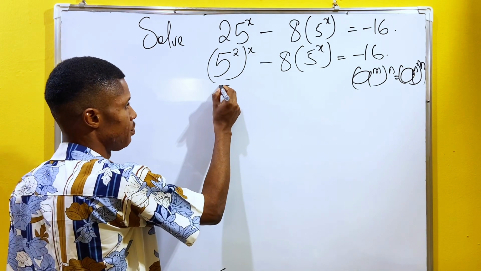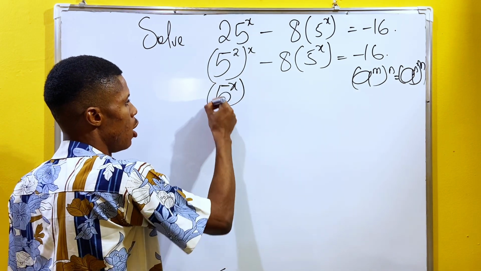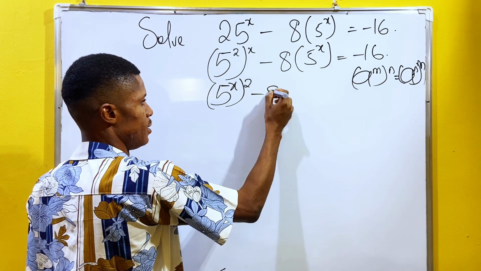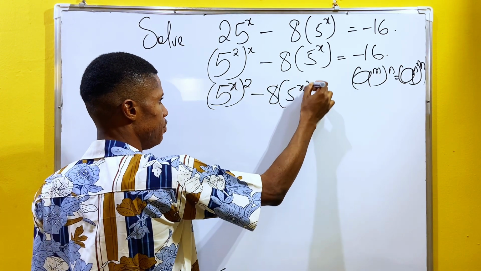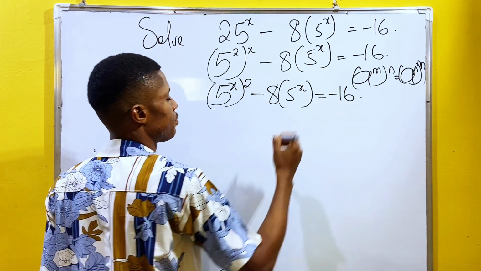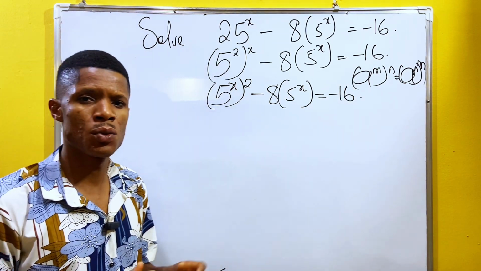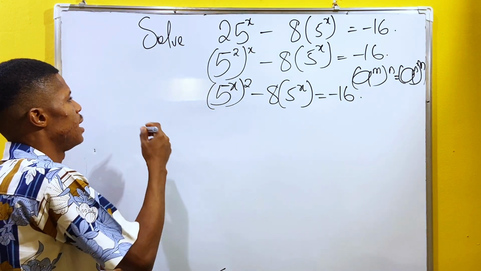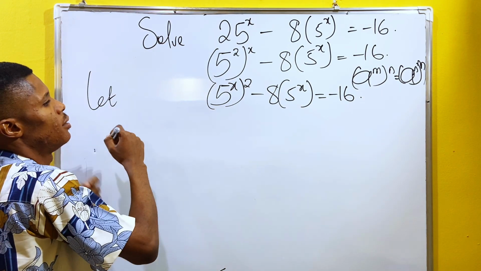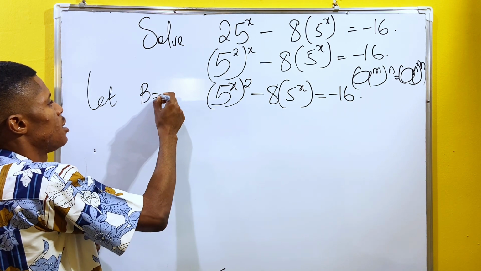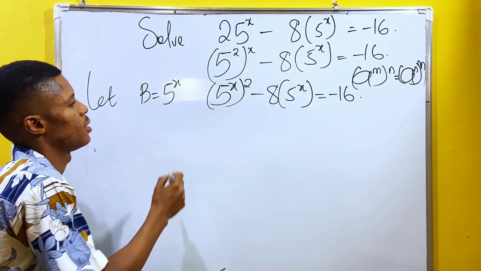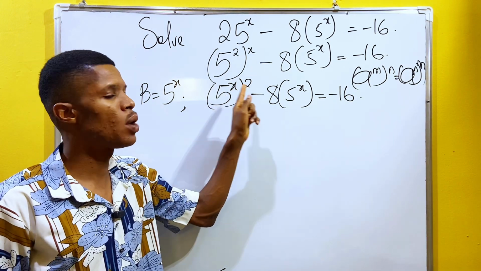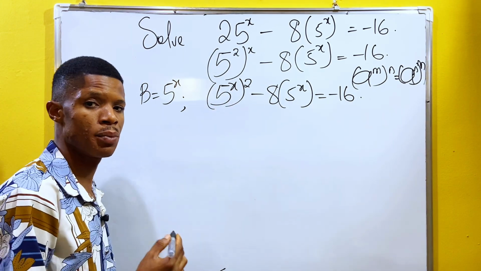So write it as 5 power x all squared, bringing the 2 outside, minus 8 into 5 power x is minus 16. Okay? So since we have this, we can now redefine. So I can just say that let b be equal to 5 power x. Okay? Let b be 5 power x. So I'm going to plug b wherever I see 5 power x. So it will be like this.